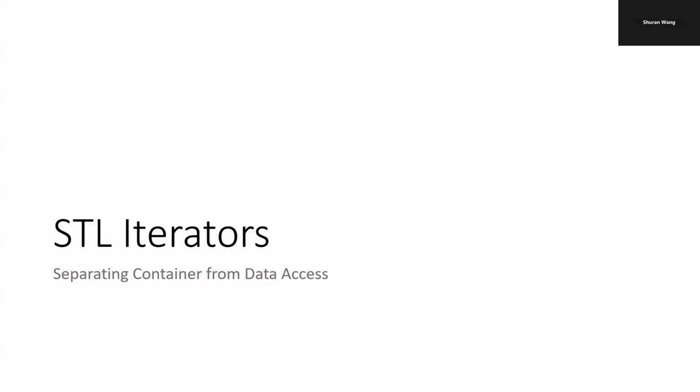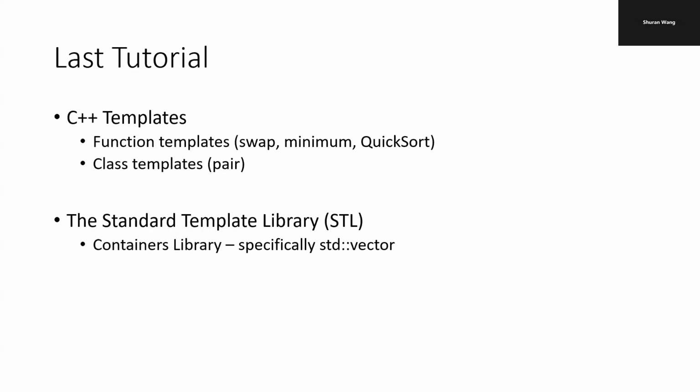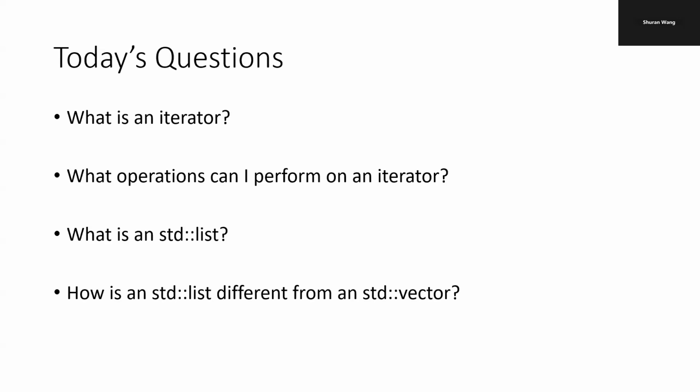So the first topic today, STL iterators. Recall the last tutorial, we introduced C++ templates and the STL, the standard template library, where you can reuse the templates that are written by other people. And we briefly covered std::vector as an example, and that's from the containers library. Today, we are going to start with iterators.